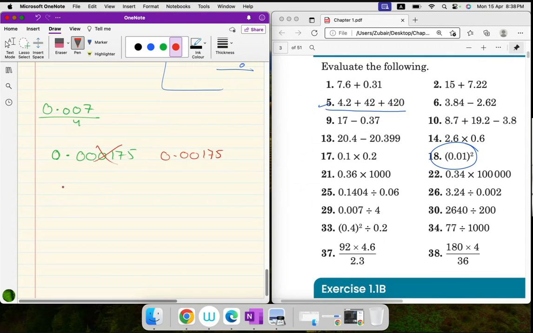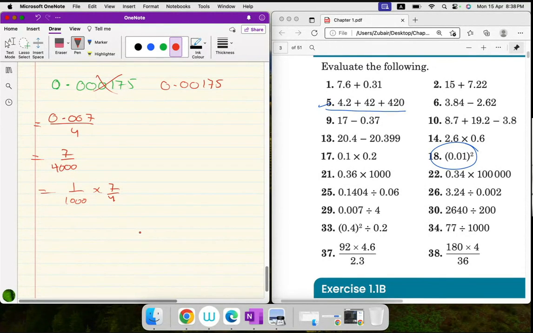Now see how we can do it. There are again different ways. 0.007 by 4. May I write it like this? 7 divided by 4000. 7 over 4000. And then if I choose 1 by 1000 into 7 by 4, any issues? I'm thinking, and there's no other way how I can show you, so I'm writing it on the page.